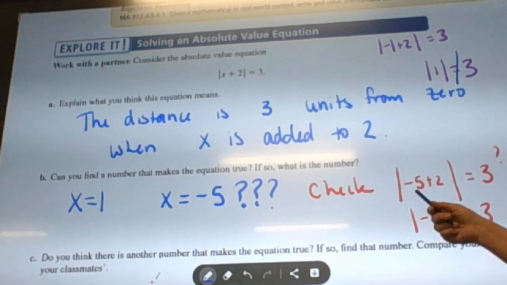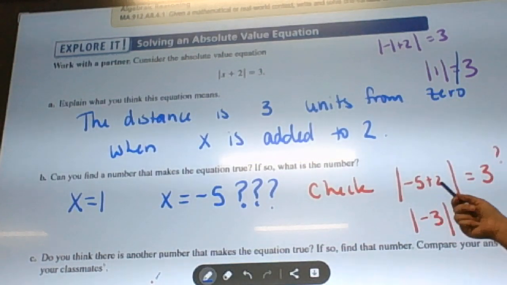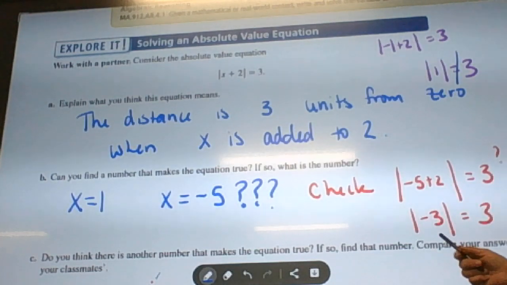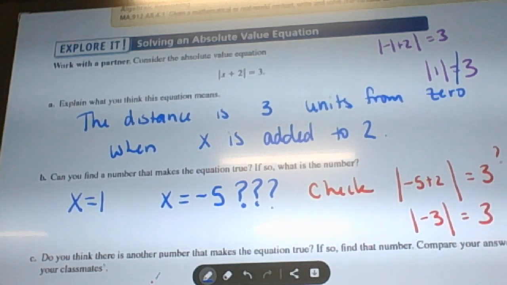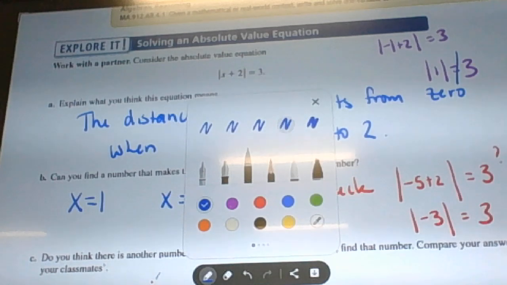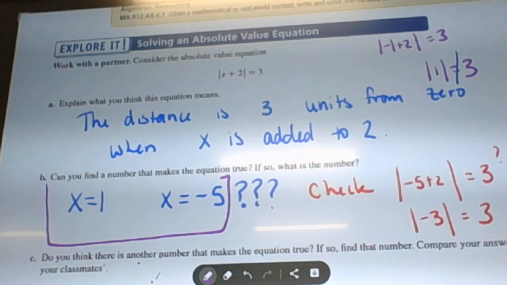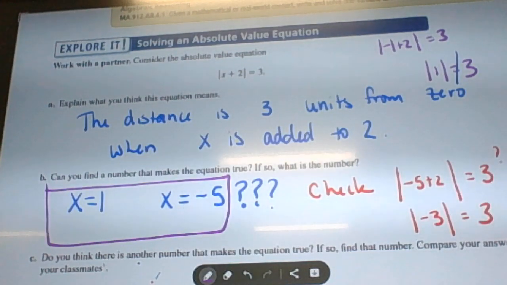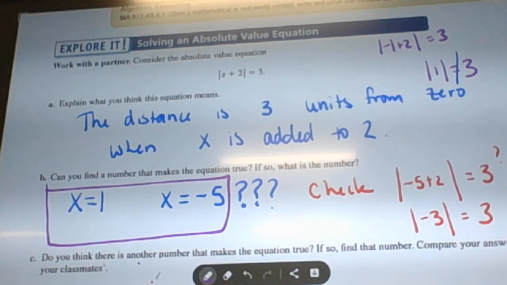What does work is negative 5. What's negative 5 plus 2? Negative 3. Absolute value is 3. Okay. So this is crazy. This is two completely different answers. You just don't have to do C.